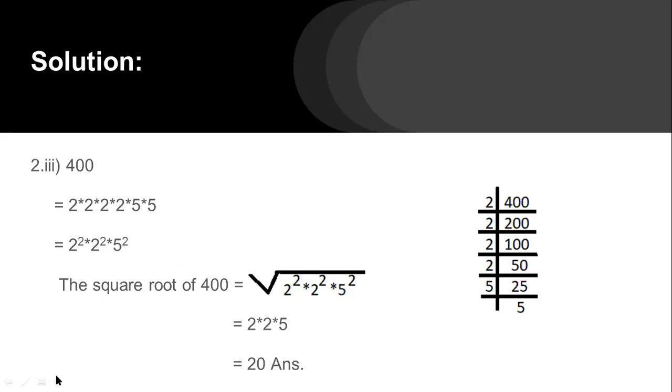Like this you have to practice. Thank you very much for today. That is all. Practice all these questions and you will understand how to find the square root and square of given numbers.